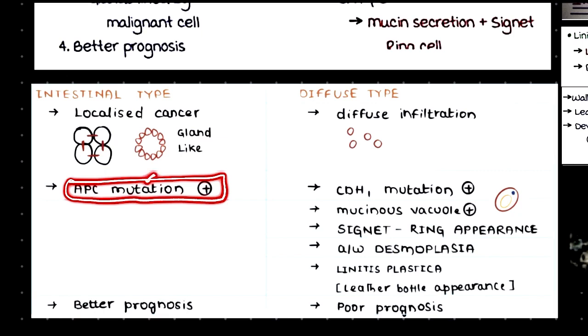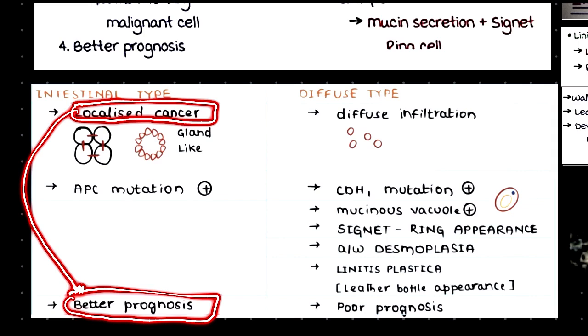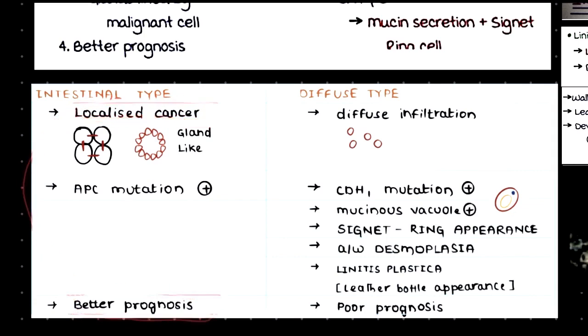Now what is this APC gene? It is a tumor suppressor gene, right? And as there will be suppression of the tumor suppressor gene, obviously there will be the condition of cancer. Okay, now as they are localized in one place, there will be a better prognosis, right? We can just find the exact location where the cancer is taking place, or where these tumor cells are present. So it has a better prognosis.